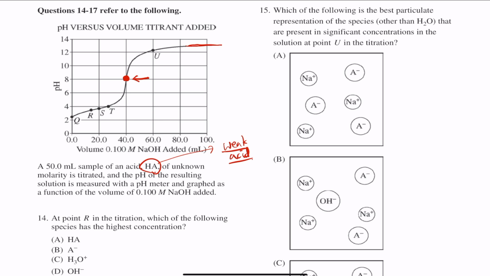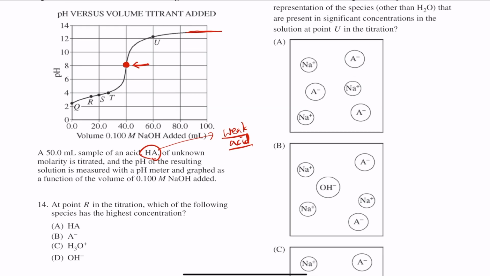So given that, let's take a look at the questions. Number 14. At point R in the titration, which of the following species has the highest concentration? Point R is right there, right? And that's not quite halfway to the equivalence point.